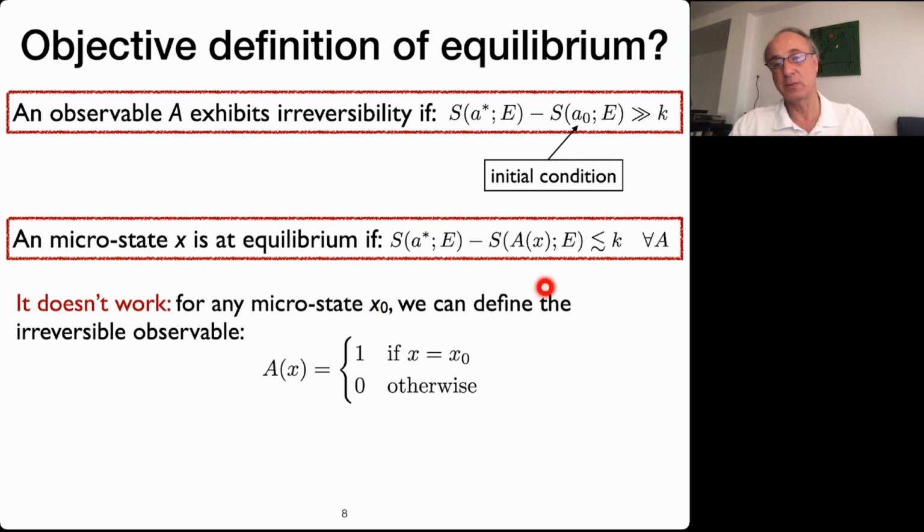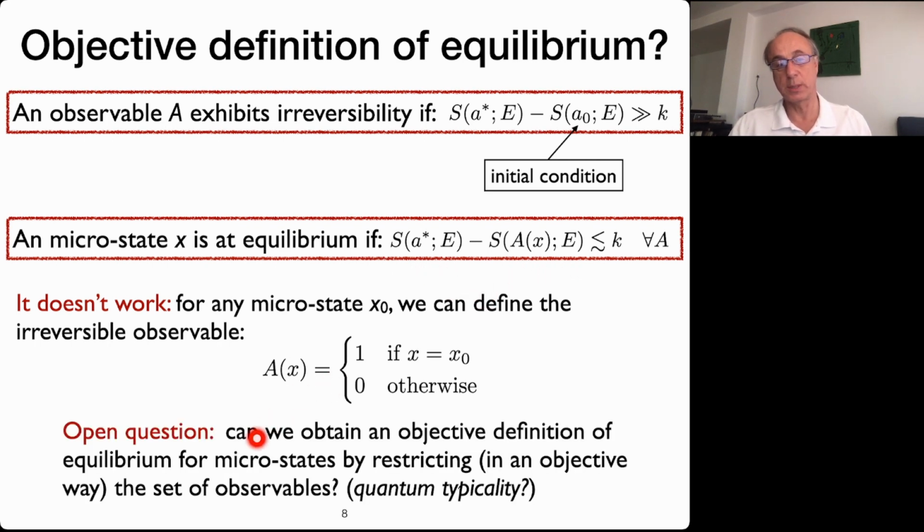So this definition doesn't work. Maybe by restricting in the definition the set of observables, one could get a definition of equilibrium which could be objective. So the open question that I have here is whether, if we restrict the set of observables, the restriction must be objective. It must not depend on the observer or on the scale or things like that. If we can restrict the observables to some objective family of observables, then maybe we can get an objective definition of equilibrium for microstates. And this is probably related to the work on quantum typicality for quantum systems.